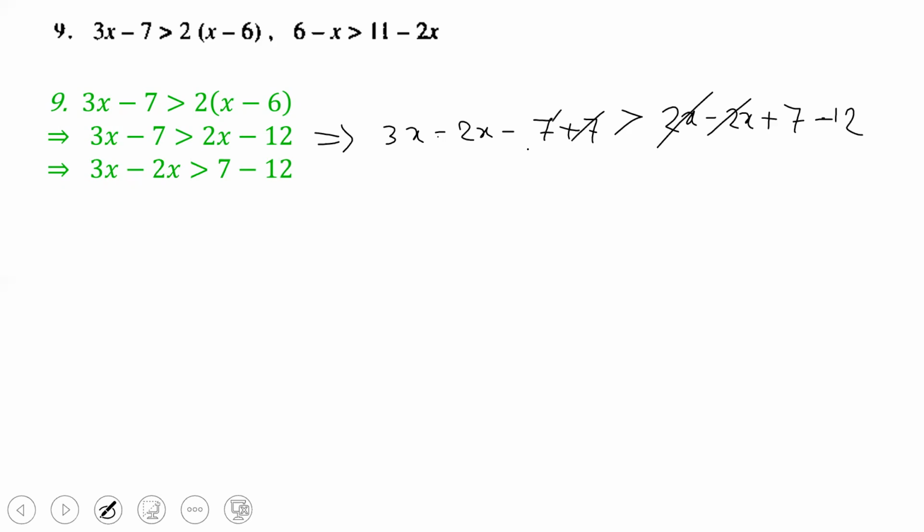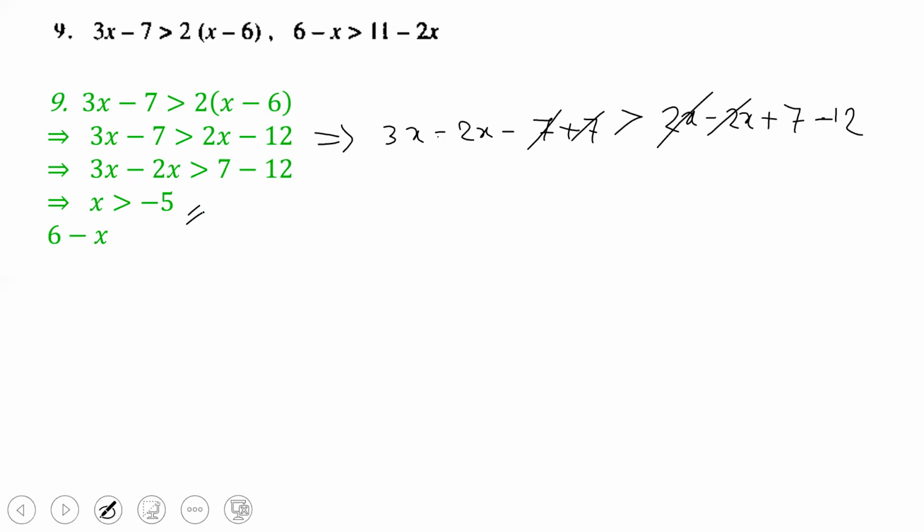2x cancel, 7 cancel, or you can directly write down 3x minus 2x greater than 7 minus 12. So x is greater than minus 5. First inequality, the first solution for x is x greater than minus 5. So all the real numbers greater than minus 5 we will take as the solution for this inequality.